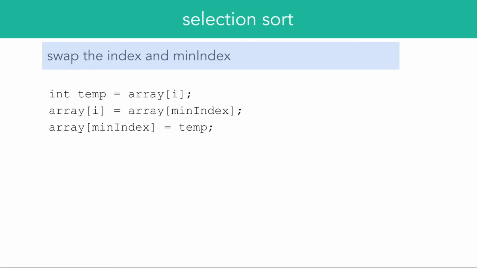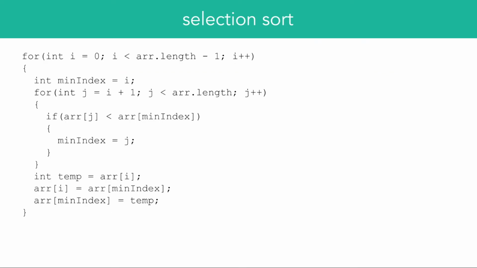We can code this out like such. The value of the current index is set to temporary. Then the value at index is changed to the array minimum index value, and then the array minimum index is set to the temp. This follows the general template for how we can swap any value in Java. Let's put all these things together.